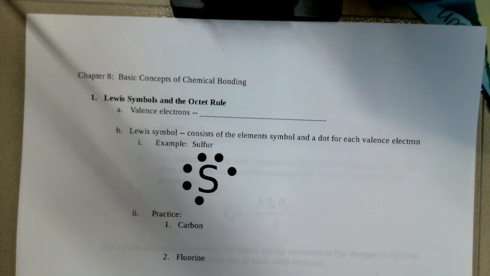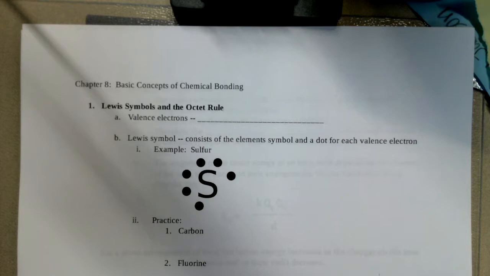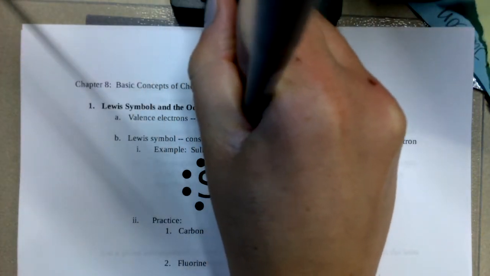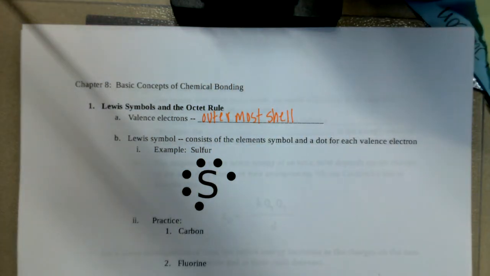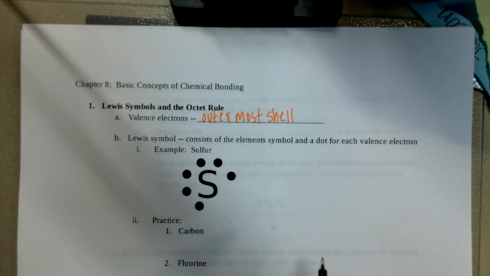Okay, so let's refresh our memories here for a little bit. So the Lewis symbols and the octet rule is the first thing we're going to talk about. Valence electrons are the outermost shell electrons. And the Lewis symbol consists of the element's symbol based off of the periodic table. For example, sulfur is in group 6A, which indicates that sulfur has 6 valence electrons. And we'll notice that those electrons are represented by these dots here.